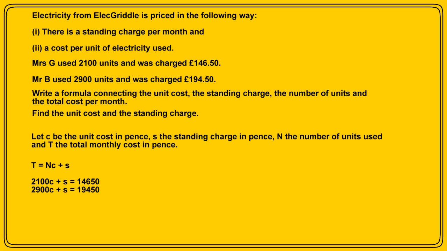Now, as before, I'm not going to work through how to solve these equations. That's done elsewhere. I'll just tell you that solving these gives C equals 6 and S equals 2,050.